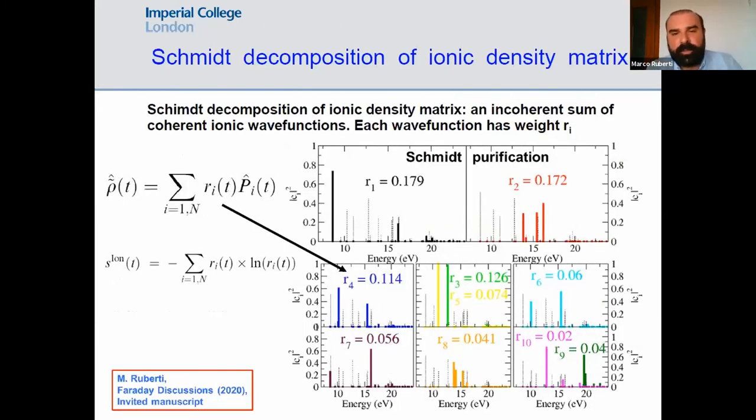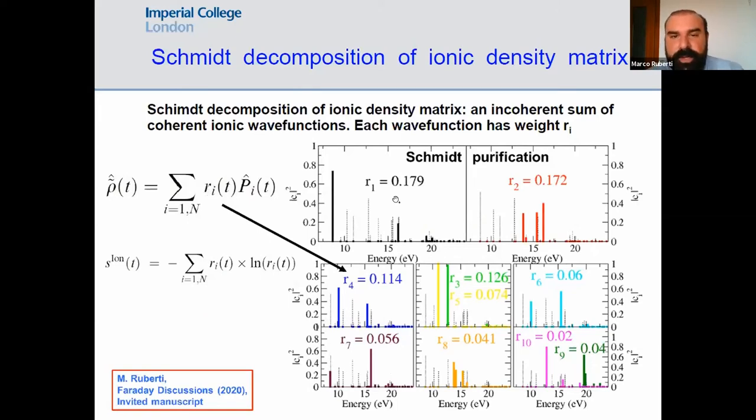Another very powerful tool to simplify the picture and to unravel the dynamics triggered by the ionization event is to perform a so-called Schmidt decomposition of the ionic density matrix. This means diagonalizing the density matrix and expanding it as a superposition, a sum of different pure state channels, which have different weights.